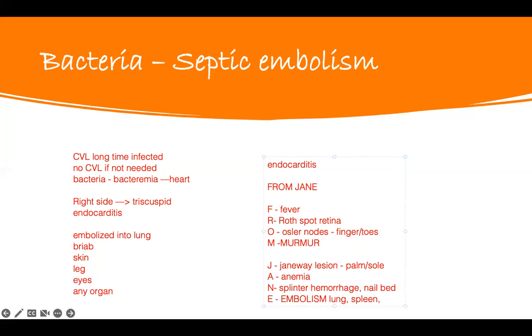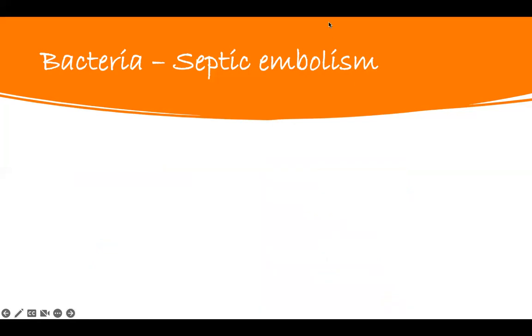So that's endocarditis. Your treatment is long-term antibiotics. You remove the catheter, and then you treat them with antibiotics for like six weeks or more. There's a risk of recurrence. So embolism from bacteria can occur into your lung, and you have the same symptoms as other conditions.